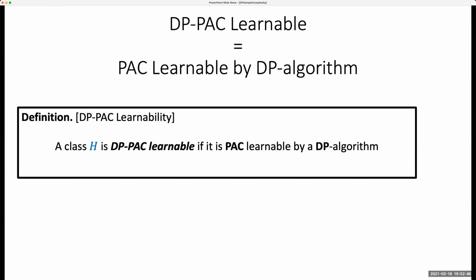Having defined when an algorithm is differentially private, we can define when a class is differentially private PAC learnable. H is differentially private PAC learnable if it is PAC learnable, and the algorithm that PAC learns it is also differentially private. So it satisfies epsilon-delta differential privacy for epsilon being a constant and delta being negligible in 1 over the input size. So it's just PAC learnability plus differential privacy. That's it. So it's being PAC learned by a very stable learning algorithm.